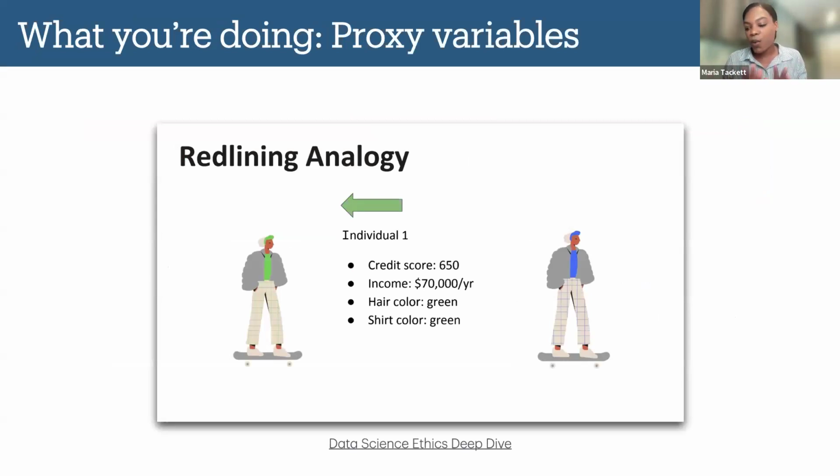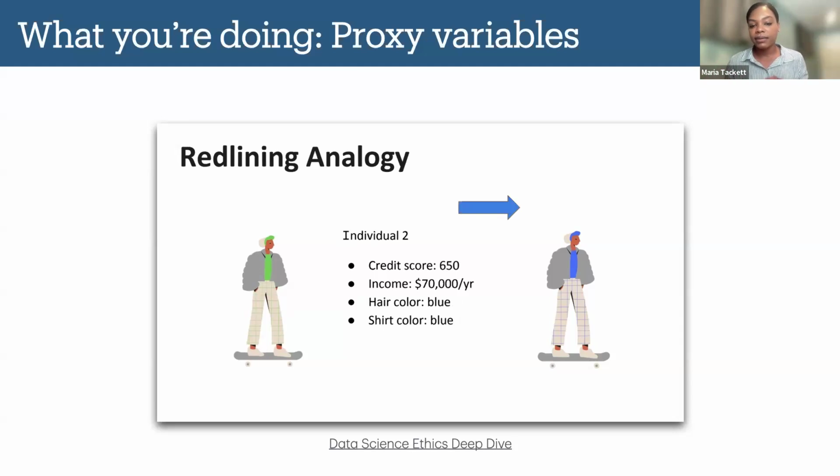So the first is the what you're doing. This is an example that was originally developed by one of my teaching assistants who was very passionate about data ethics and eventually moved on to get a graduate degree in understanding computer algorithms and ethics. And so here's an example where we have two individuals. They both have the same credit score. They both have the same income. But the first one has green hair and a green shirt. And the second one has blue hair and a blue shirt.